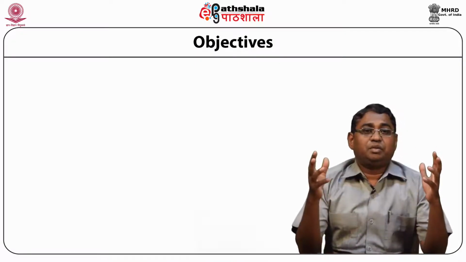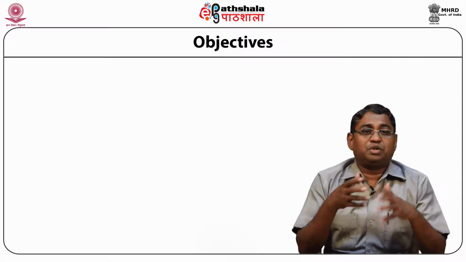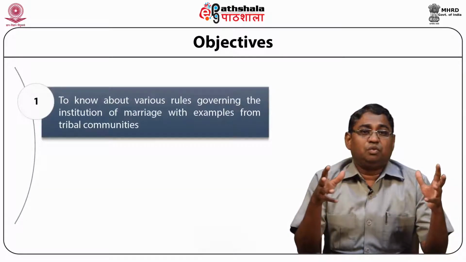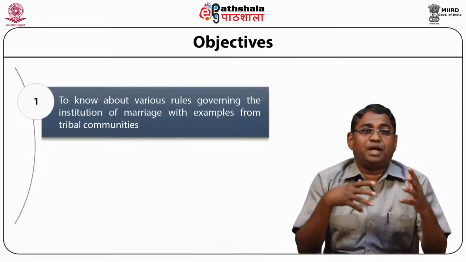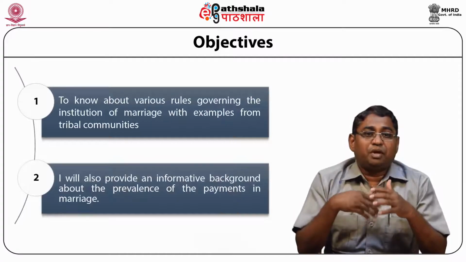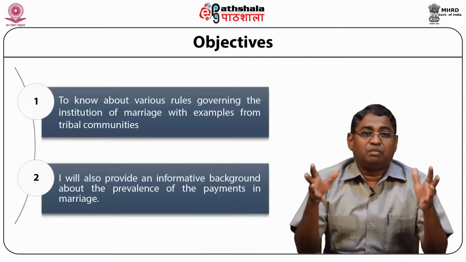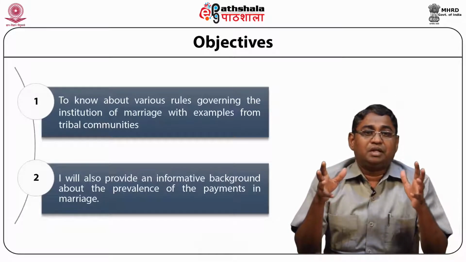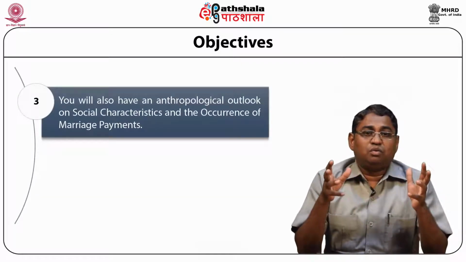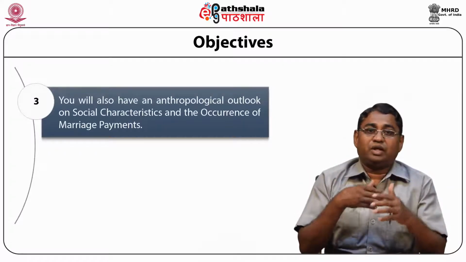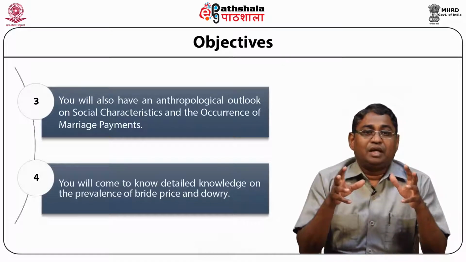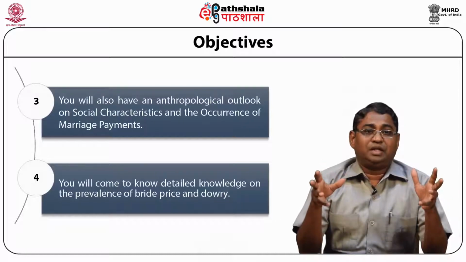So let's first come to know the objectives of this module. In this module, you will know about various rules governing the institution of marriage with examples from different communities. I will also provide an informative background about the prevalence of payments in marriage. You will also know an anthropological outlook on social characteristics and the occurrence of marriage payment. And lastly, you will come to know detailed knowledge on the prevalence of bride price and dowry.